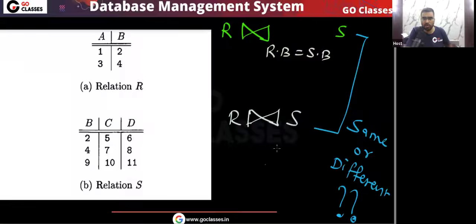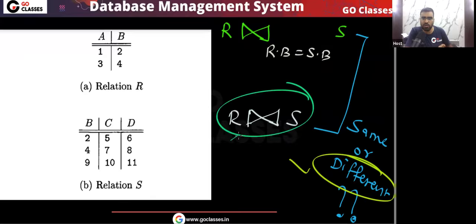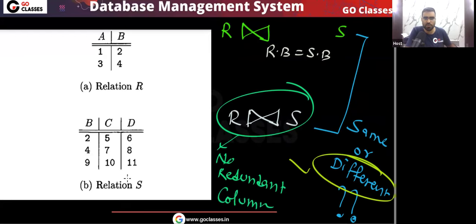Okay, is this clear? So remember, they are actually different. They are not the same. They are actually different, because here there will be no redundant column. Here there is no redundant column. I hope this point is clear.